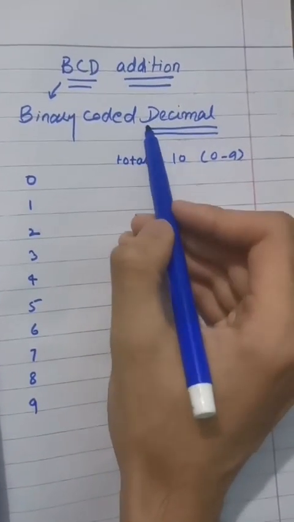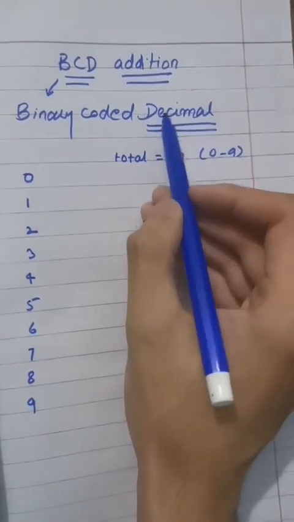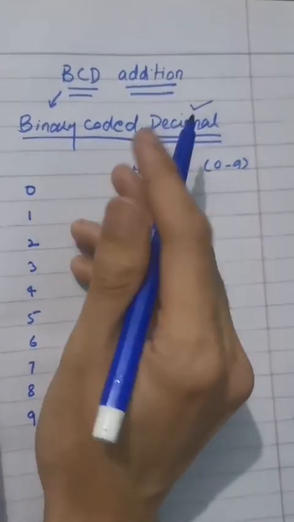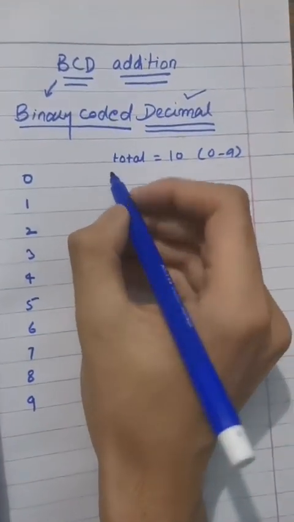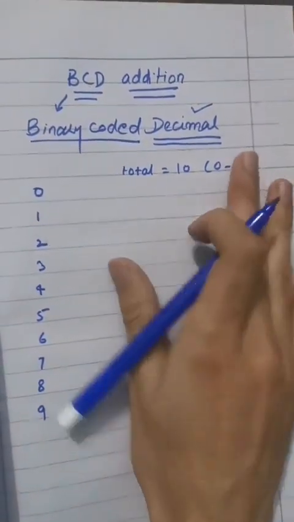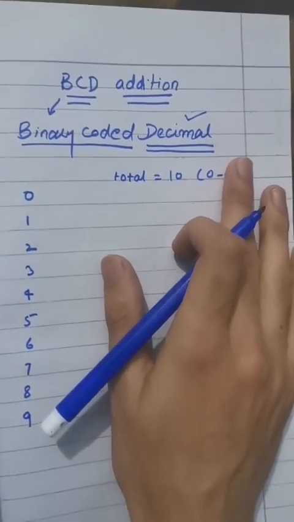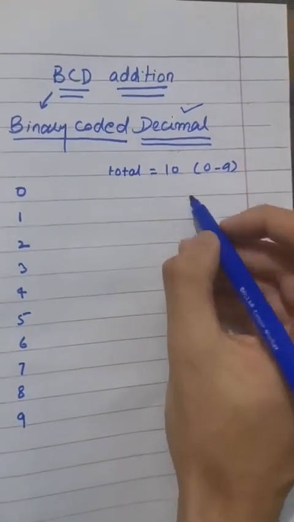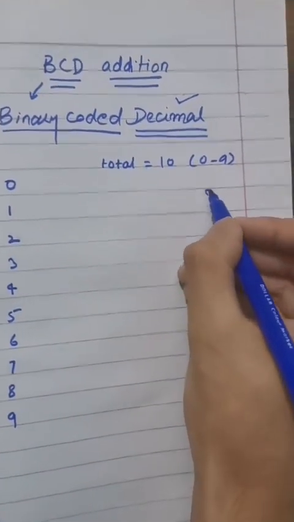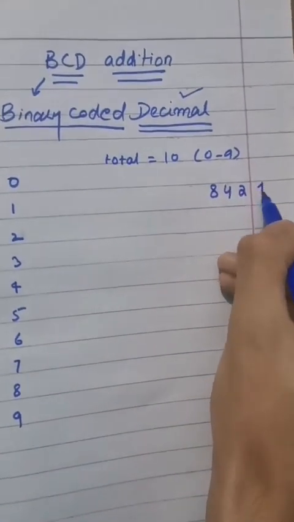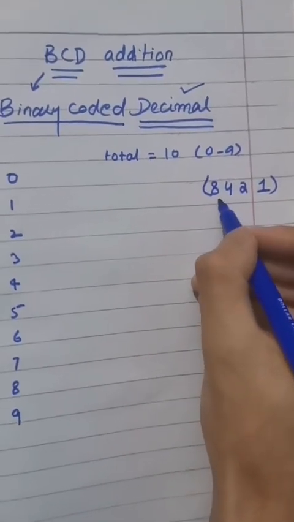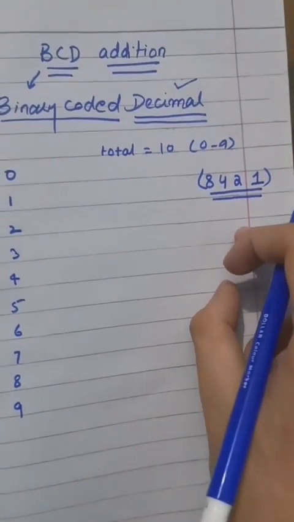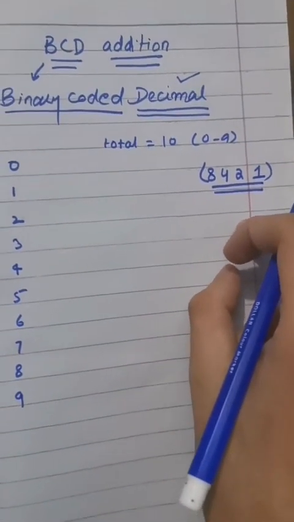So this shows that every decimal number has an equivalent BCD or binary code. Let's talk about all these codes. We have a basic BCD code, also known as the basic BCD code, which is basically 8421.